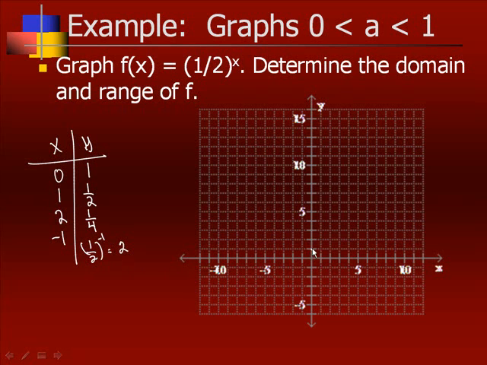And when we plot that, we get over 0 up 1, over 1 up 1/2, over 2 up 1/4, then back on the other side, back 1 up 2. So we're getting the same shape of graph. It's just flipped because the base is a fraction.